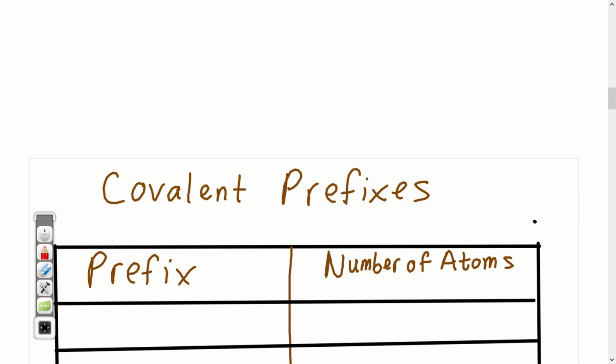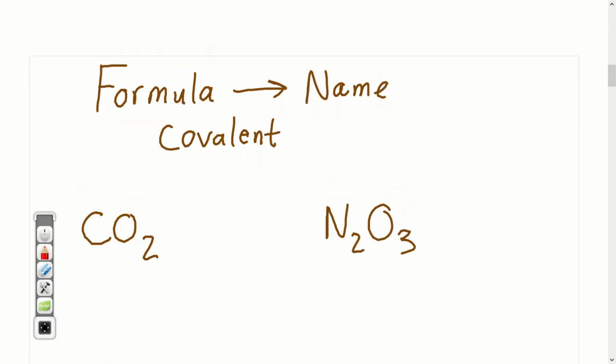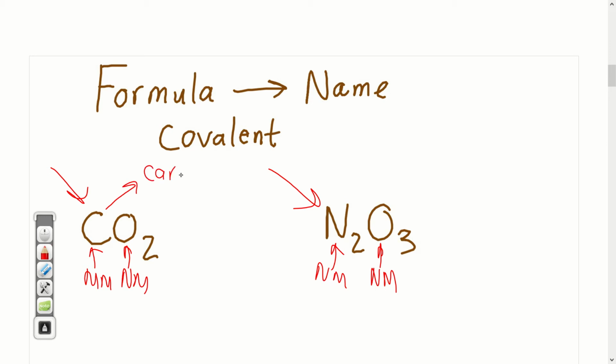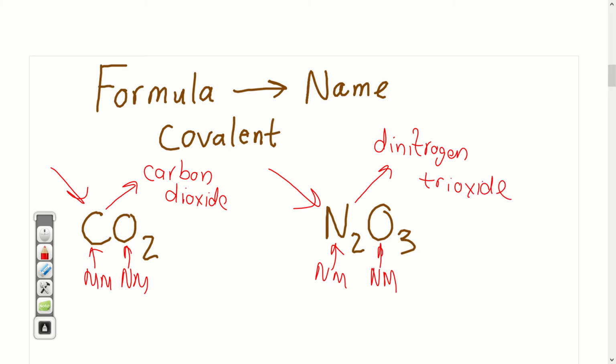So what we do is, we first have to know that these are covalent compounds. Why are these covalent? Carbon, oxygen, non-metal, non-metal. Nitrogen, oxygen, non-metal, non-metal. So let me go ahead and say what the names are. This one ends up being called carbon dioxide. This one over here is going to be called dinitrogen trioxide. So how is this already different from ionic compounds?